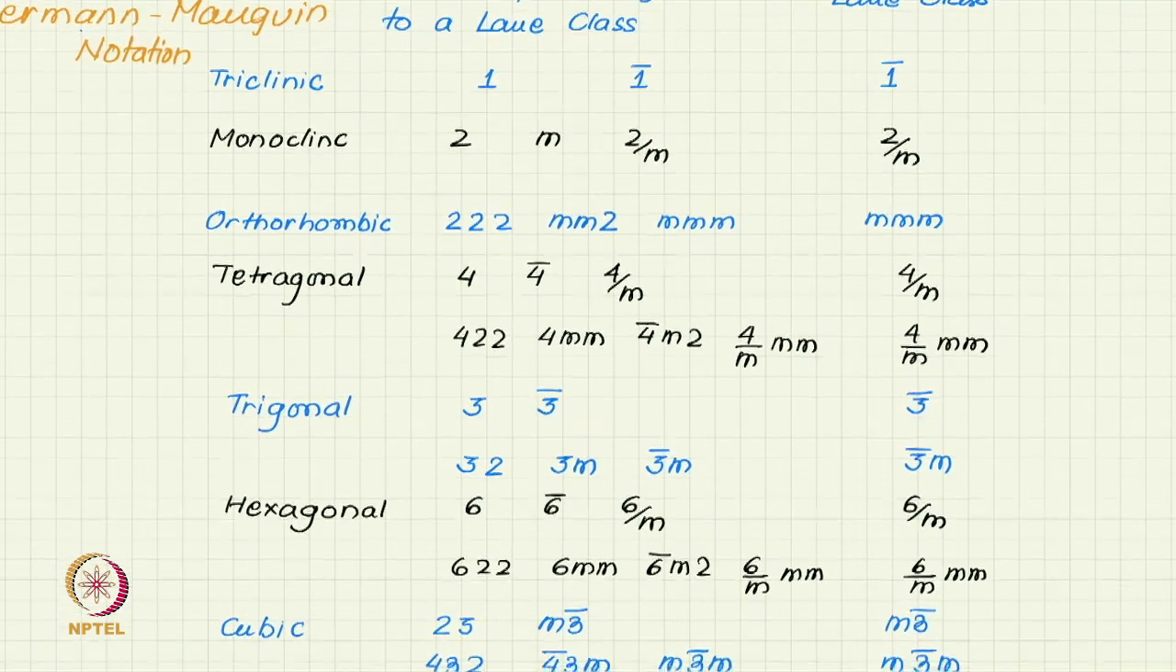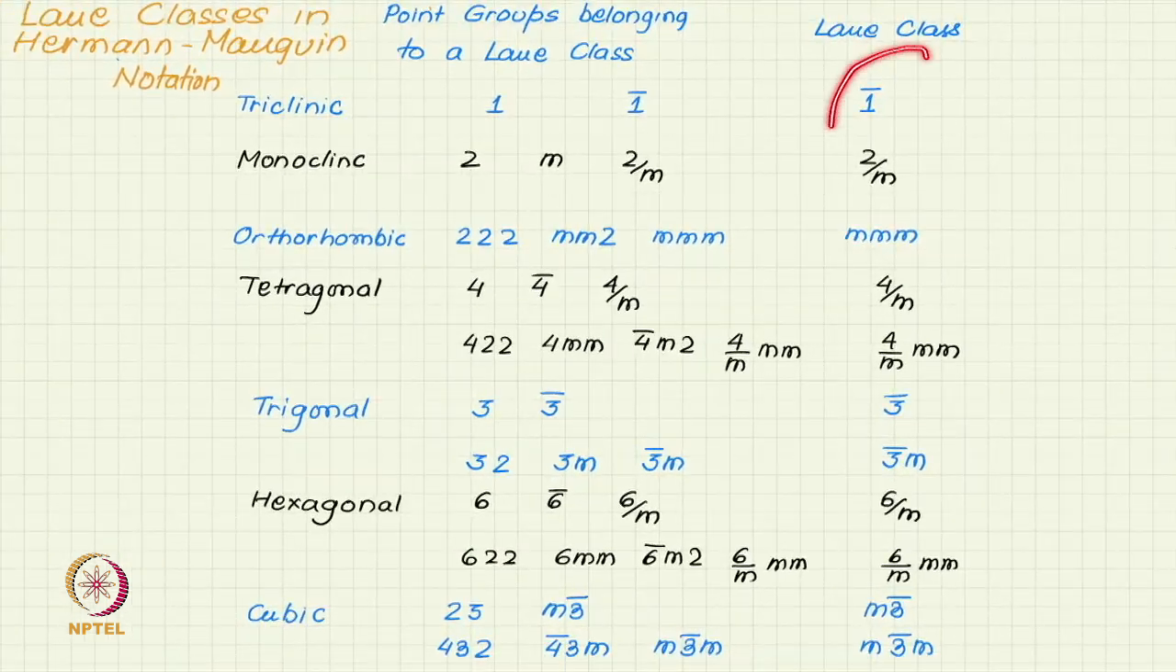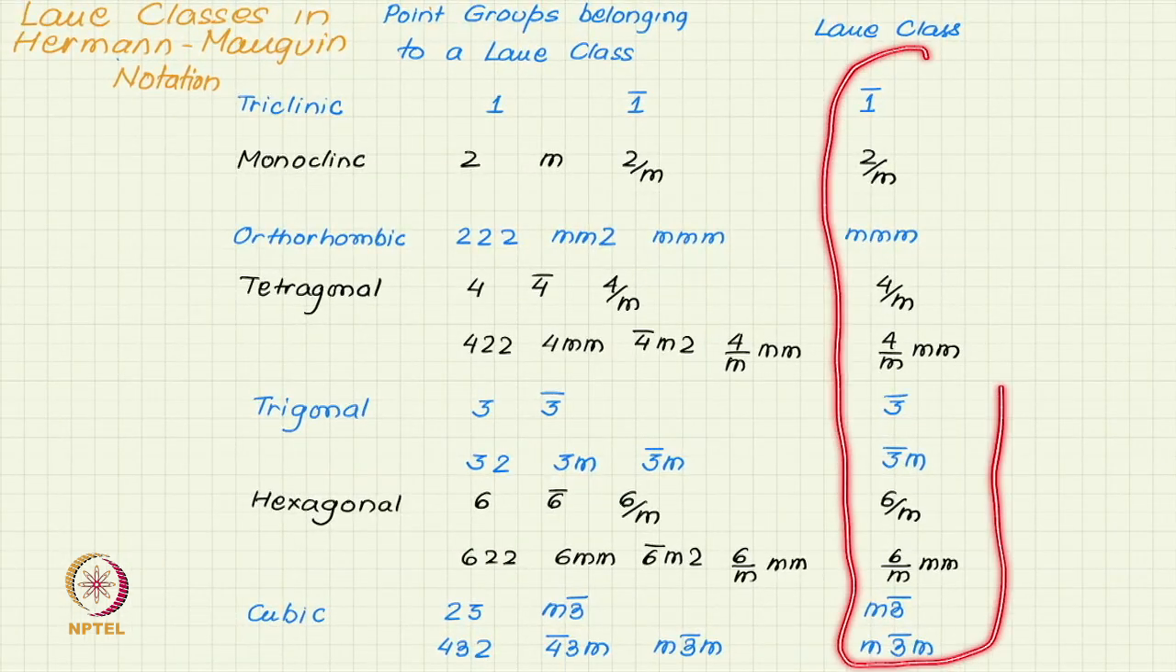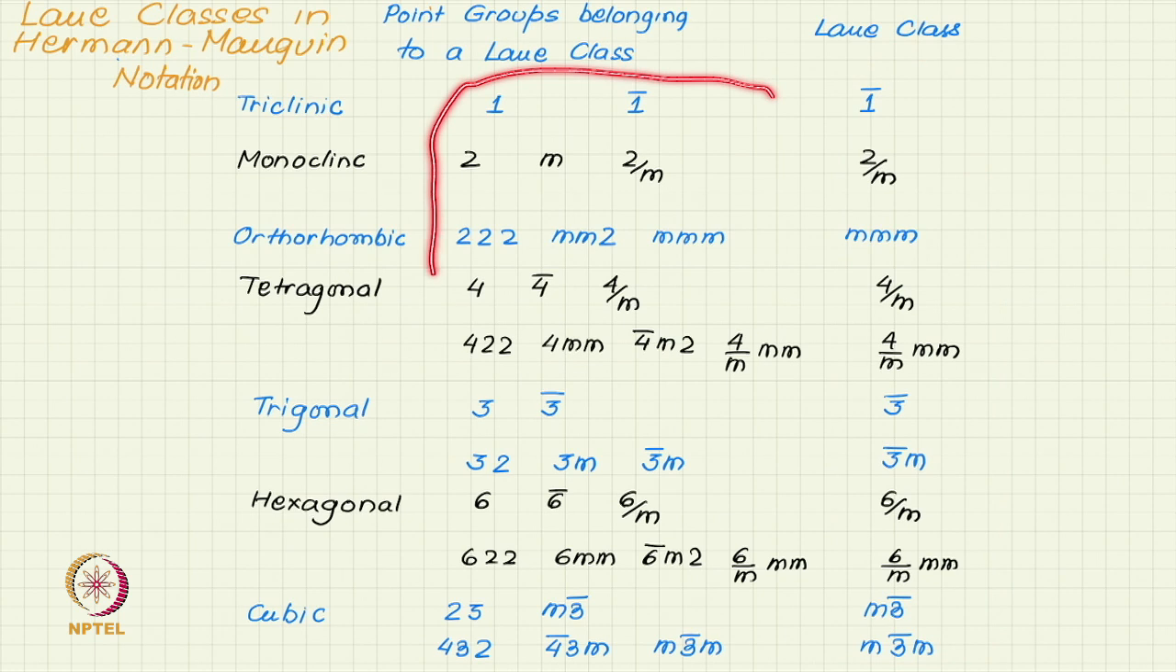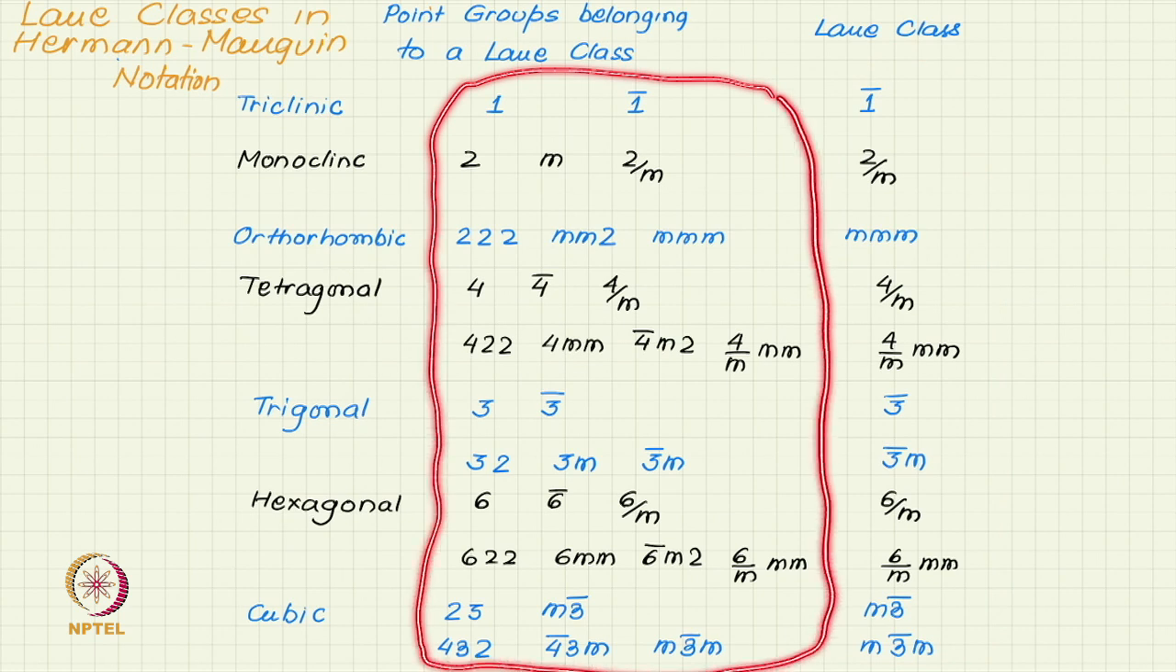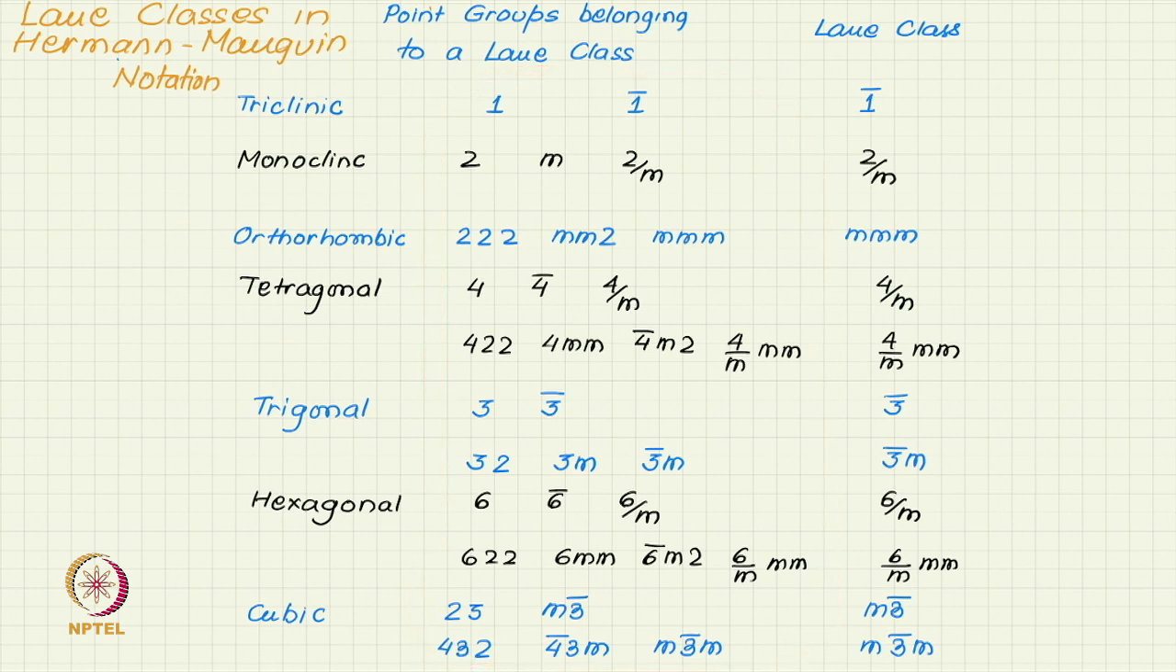So, if you see here, these are the 11 centrosymmetric point groups, and they represent 11 Laue classes. All 32 point groups belonging to the 7 crystal systems shown here, when a center of symmetry is added, will fall into one of these Laue classes. So, that is the idea of Laue class.